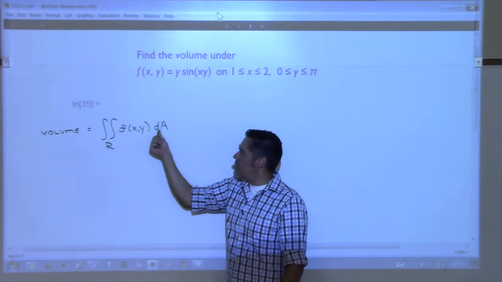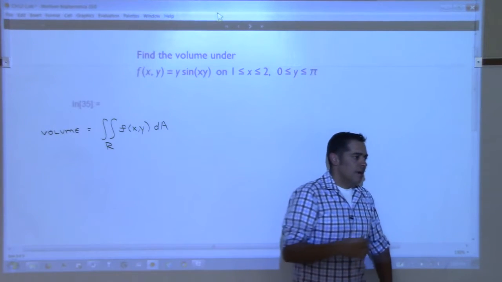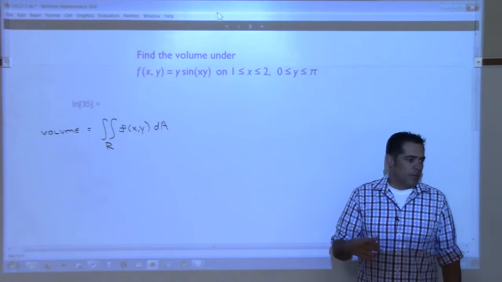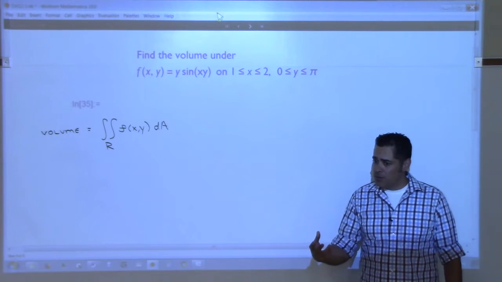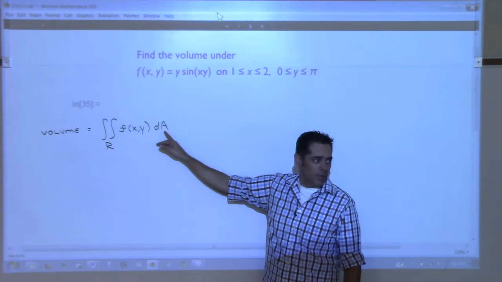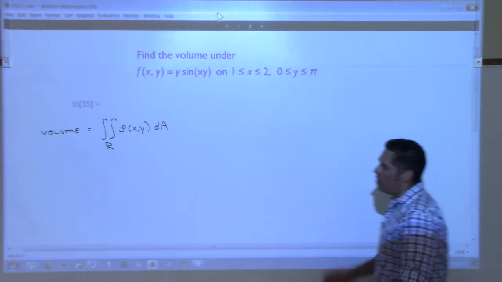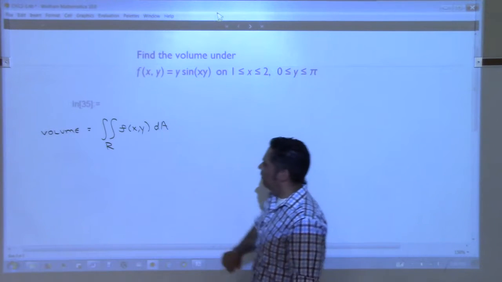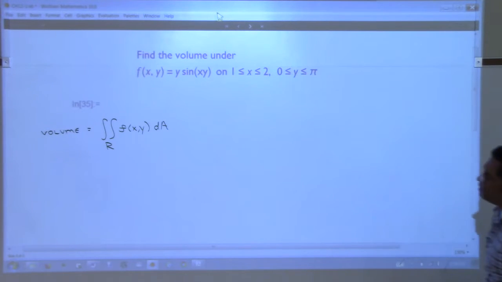Sometimes it's integrating with respect to area. Other times we'll be integrating with respect to arc length or with respect to some vector field. I mean, this thing is going to continually change as we move through the class. So that's why I really want you to understand right now, dA stands for area. The A stands for area. All right, let's set it up.